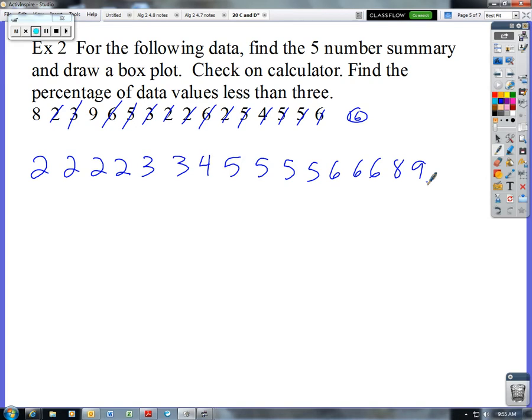So here's an example where we have an even number of data. So the median is going to be between the 8th and the 9th one. 4, 5, 6, 7. Here's the 8th. So right in here is your median. So between 5 and 5, that's just 5.